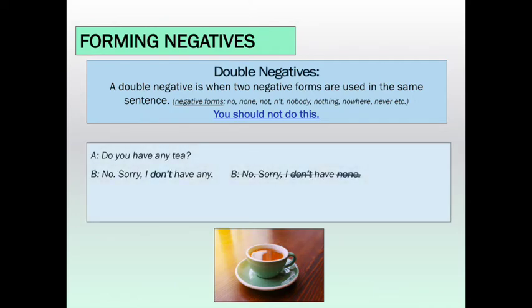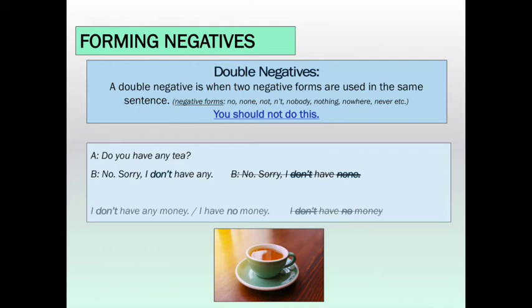Do you have any tea? No. Sorry, I don't have any. You should not say, I don't have none, because don't and none are both negative. Instead, we say, I don't have any. And there's only one negative form in the sentence.